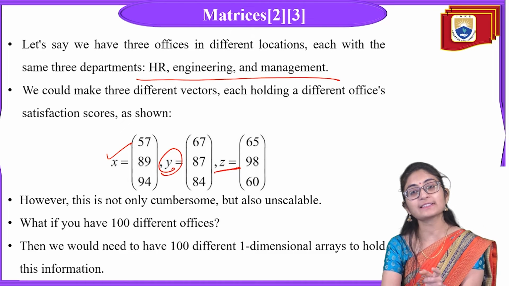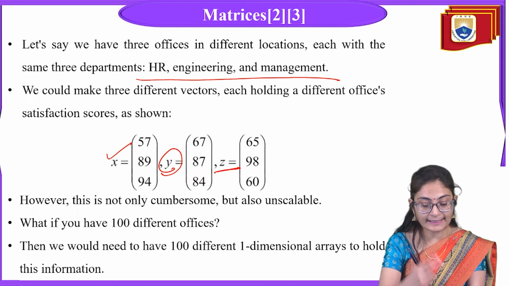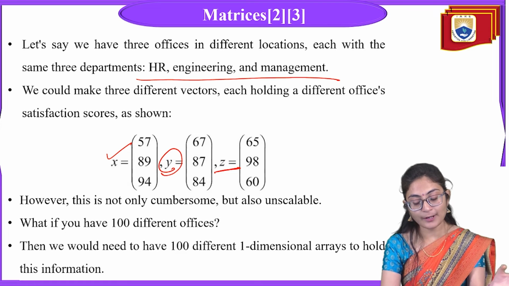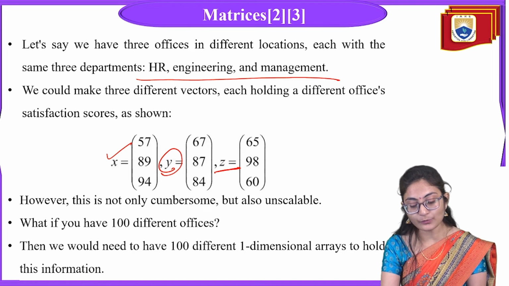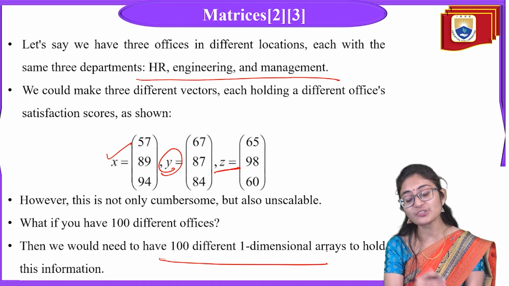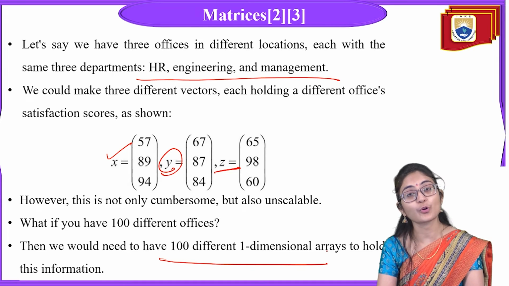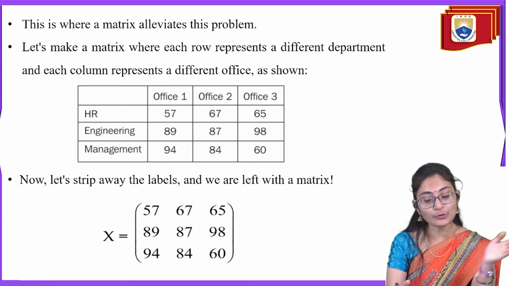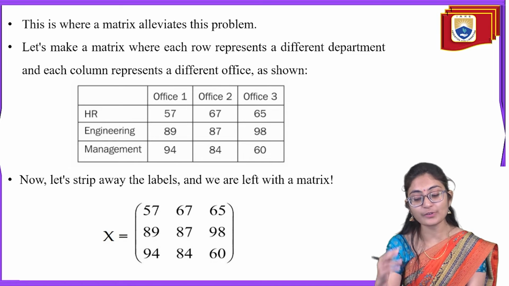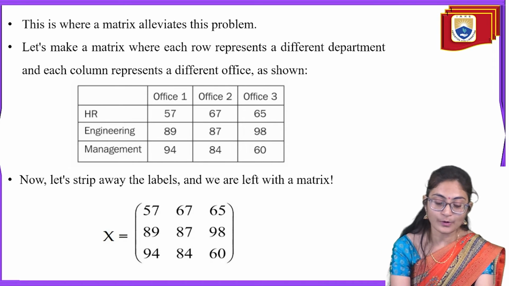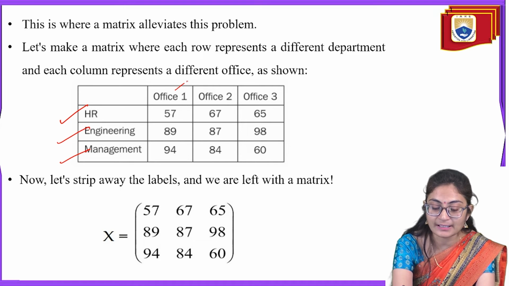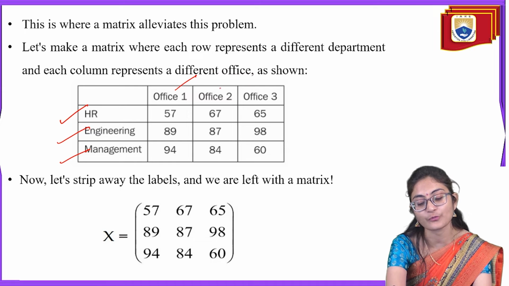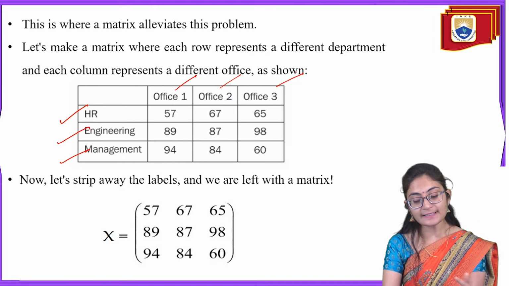That means every vector has its own value, and these values are very important for us. We need to have 100 different one-dimensional arrays to hold the information. Now, just consider this problem. We have to consider some departments. For example, we have departments HR, engineering and management, and they contain some offices, office 1, office 2 and office 3. These things we have to show in the form of a matrix.